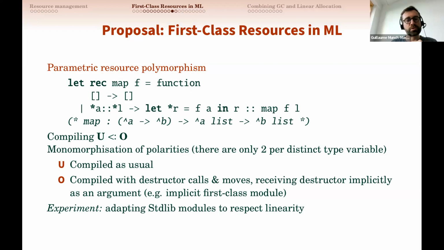So you have to think about how to compile functions that are polymorphic. I won't say too much about it, but it is possible, since there is a finite number of kinds to consider at runtime, to monomorphize. So there will be two options per distinct type variable to compile. There is a lot more to say about it, but I won't talk too much about implementation strategies.